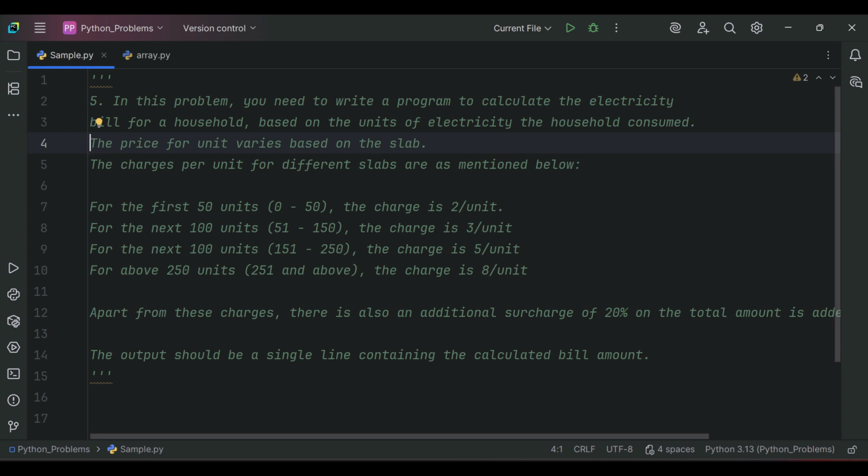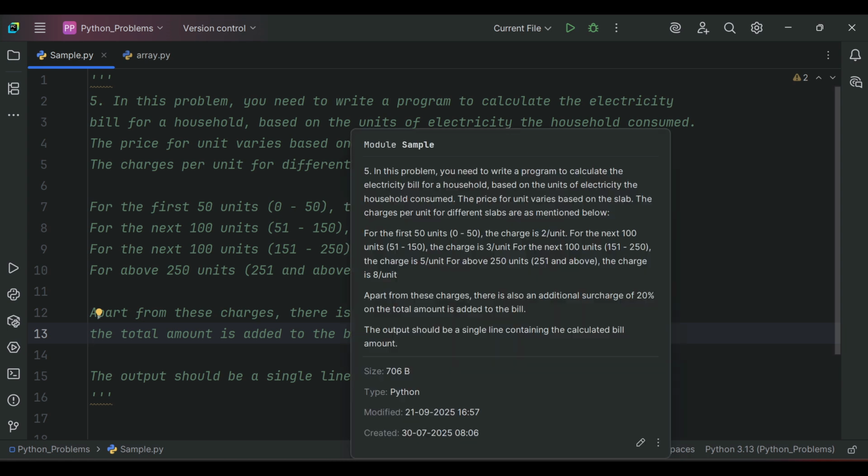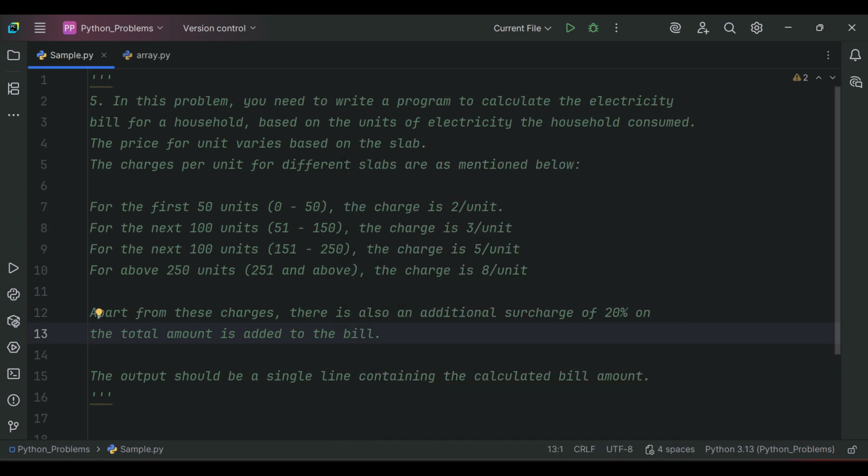Okay, now see here, first this is the problem he asked. You need to write a program to calculate the electricity bill for a household based on the units of electricity the household consumed. The price per unit varies based on the slab. The charges per unit for different slabs are mentioned below.